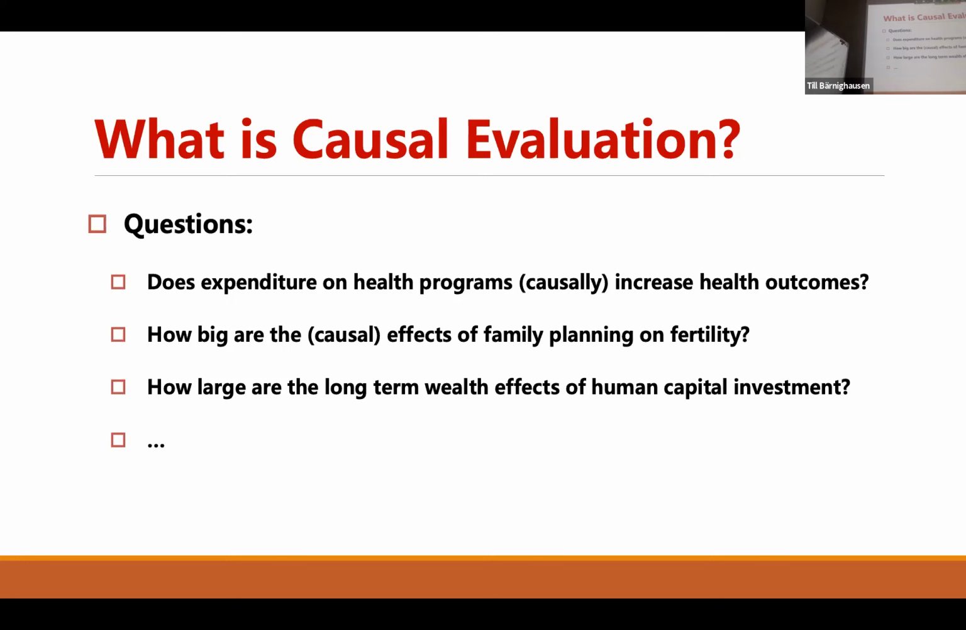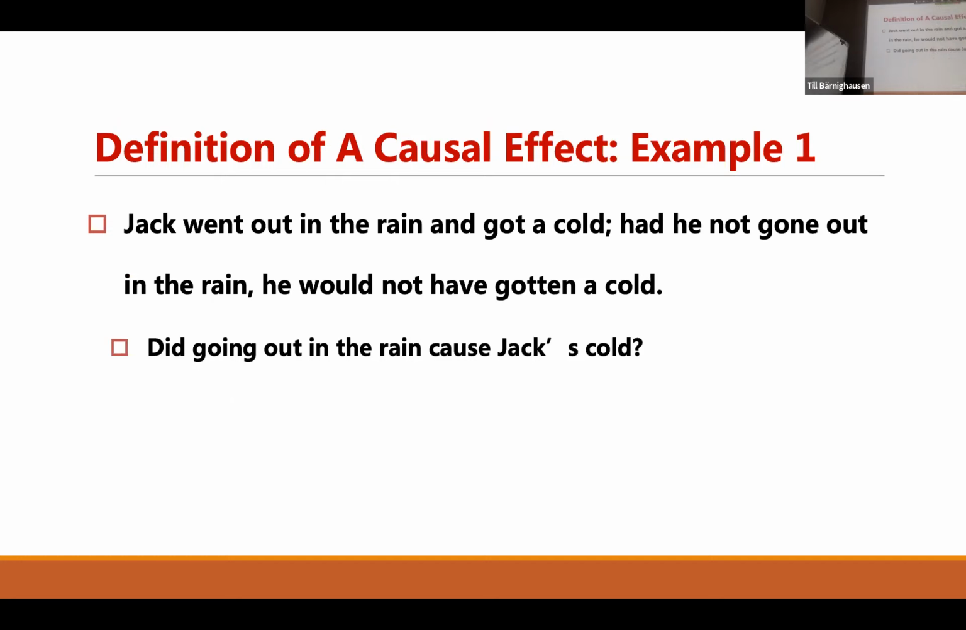So these are some questions to identify causal relationships. Does expenditure on health programs causally increase health outcomes? How big are the causal effects of family planning on fertility? And how large are the long-term wealth effects of human capital investment, etc. Actually, the examples that I gave you in the previous slide are all causal evaluation questions. So you may understand it a little bit now.